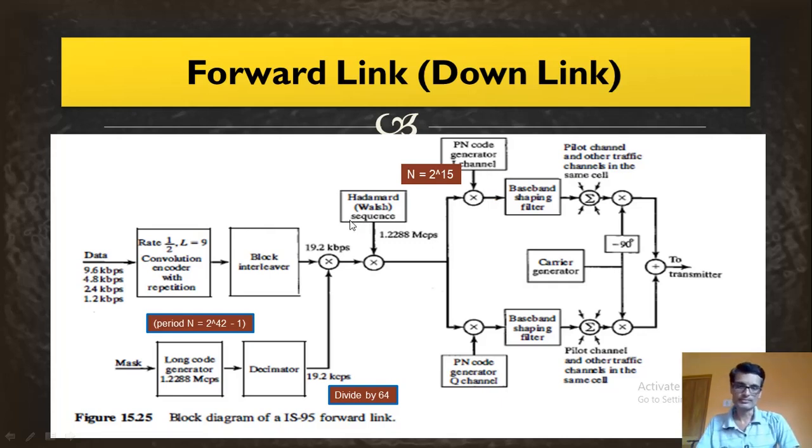Now what exactly happens here? How is this spreading done? What kind of codes are used? I'll explain it in this diagram, in the IS-95 CDMA mobiles.